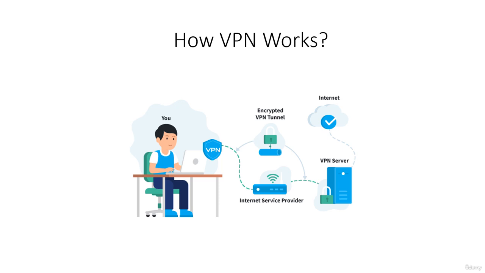Then the VPN server will send your data on the internet and receive a reply which is meant for you, the user. Then the traffic is encrypted again by the VPN server and sent back to you, and the VPN software on your device will decrypt the data so that you can actually understand and use it.